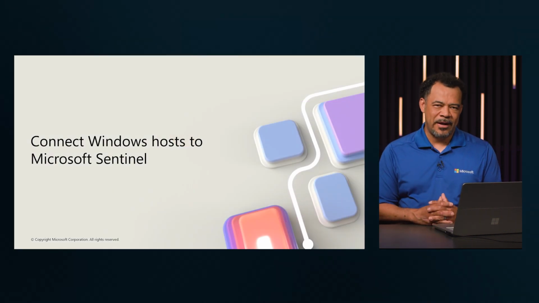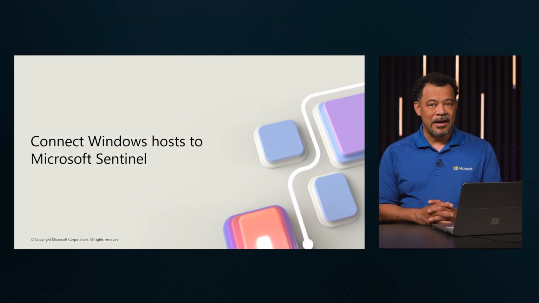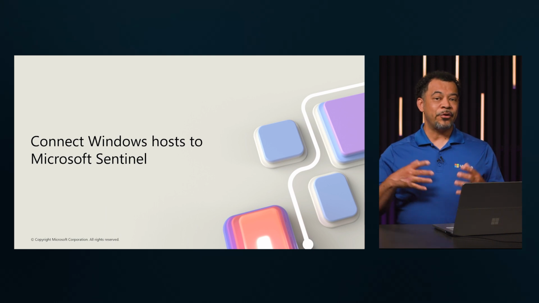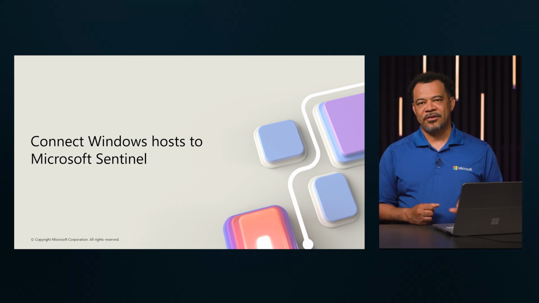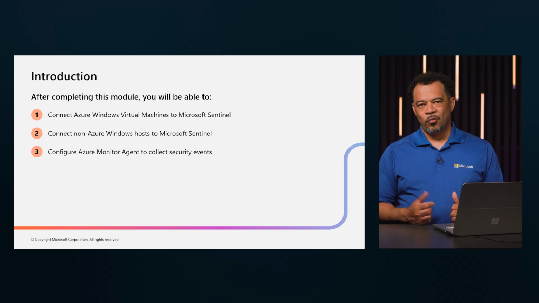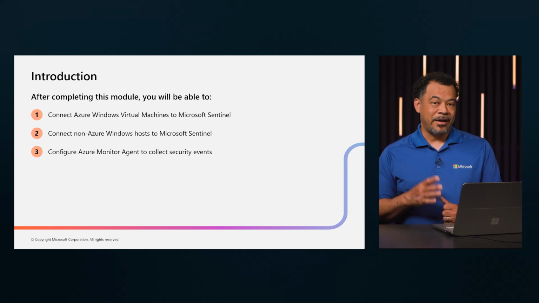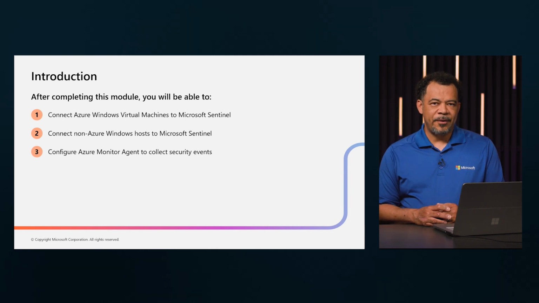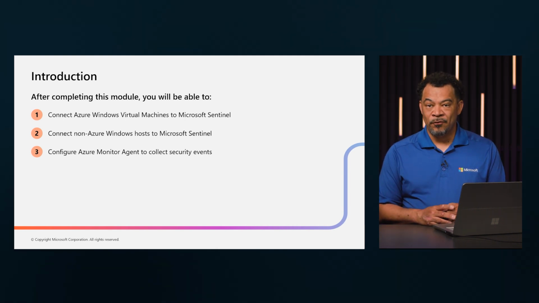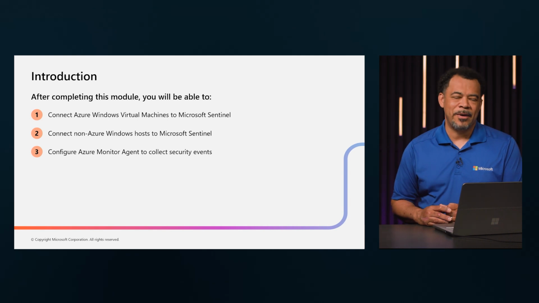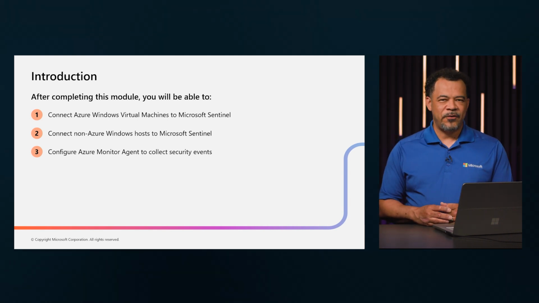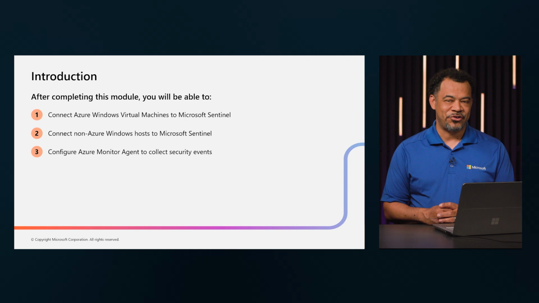So now that we've completed that, let's dive into our next module, Module 5, where we'll look at connecting Windows hosts to our Microsoft Sentinel environment. Once you've completed this, you'll be able to connect Azure Windows virtual machines to Microsoft Sentinel. You'll be able to connect non-Azure virtual machines and hosts to Microsoft Sentinel. And you'll be able to configure Azure Monitor agents to collect security events.